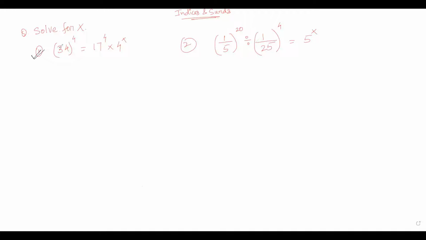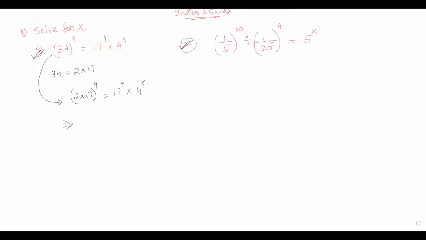Now let us solve these two equations for x. So if we start with the first one, it has been given as 34 raised to power 4 equals 17 raised to power 4 times 4 raised to power x. We need to find the value of x here. We know that 34 can be written as 2 times 17. So this can be written as 2 times 17 raised to power 4 equals 17 raised to power 4 times 4 raised to power x.